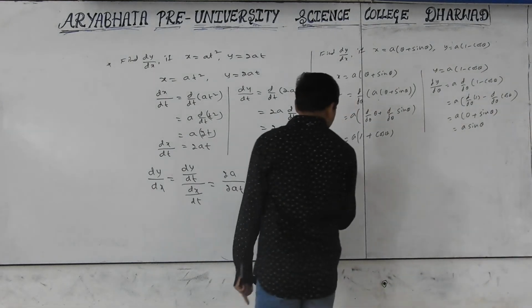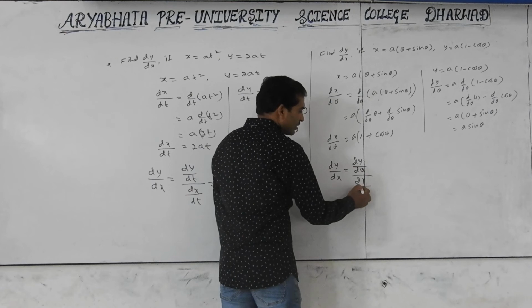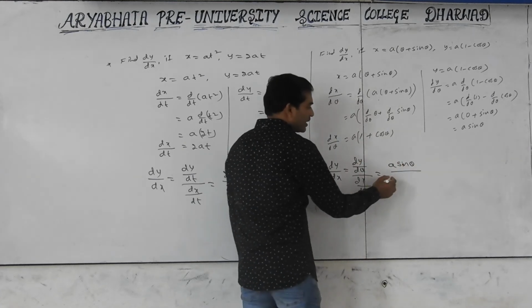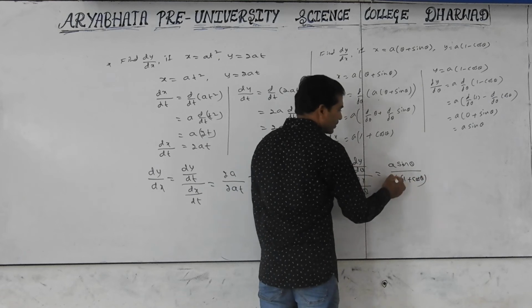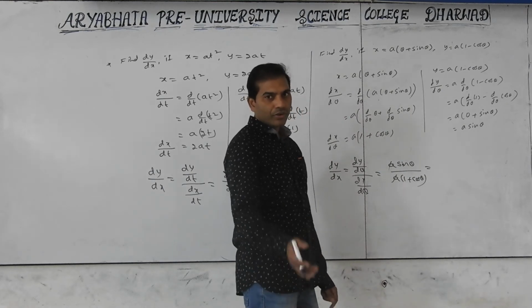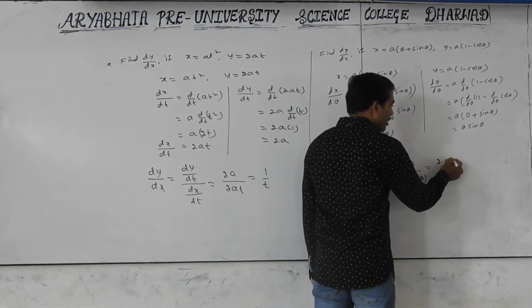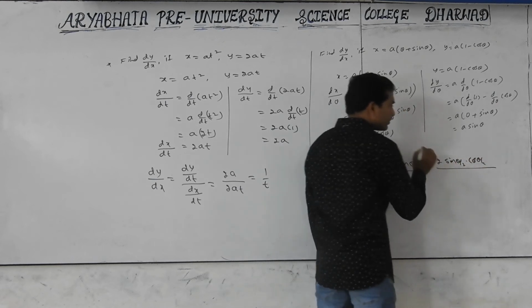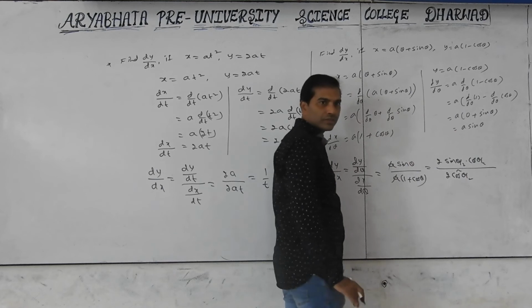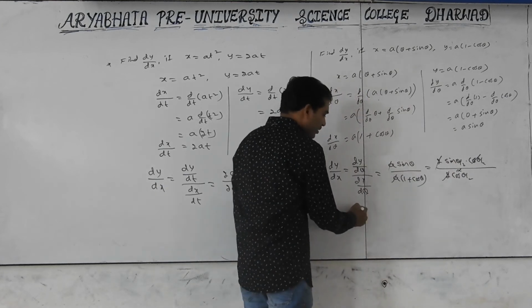Now dy/dx. dy/dx equal to dy/d theta by dx/d theta, equal to a sin theta by a into 1 plus cos theta. The a gets cancelled. Using the half angle formula, sin 2 theta equal to 2 sin theta cos theta, like that sin theta in terms of half angle is 2 sin theta by 2 into cos theta by 2. And 1 plus cos theta equal to 2 cos square theta by 2. The 2 and cos theta by 2 get cancelled. Sin theta by 2 by cos theta by 2 equal to tan theta by 2.